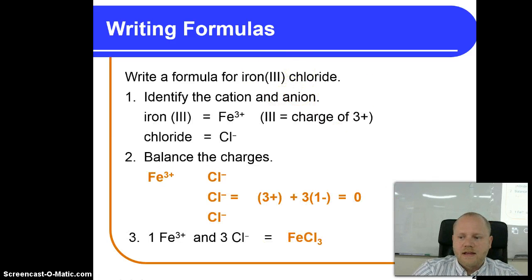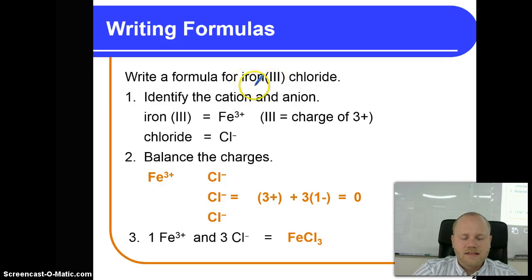If we have an ion that has a charge in it, things are even easier. We don't have to look at the periodic table. They already tell us that this is iron III. So we need to write the ions for both iron III and chloride. So iron III is just the atomic symbol of iron, Fe, with a charge of 3+.